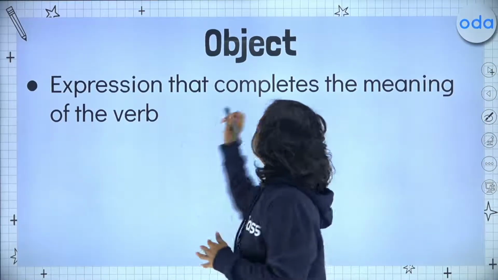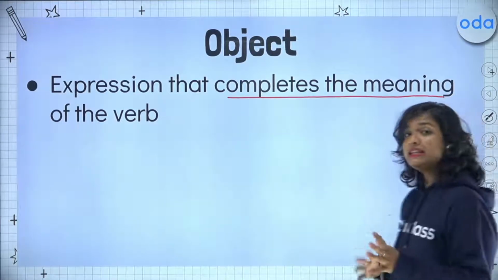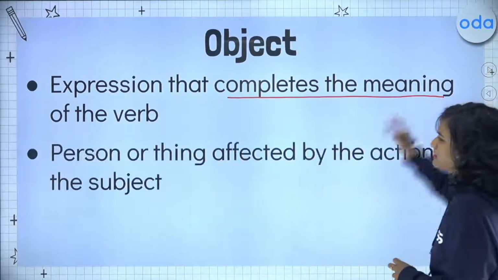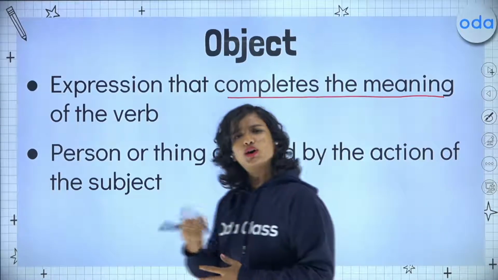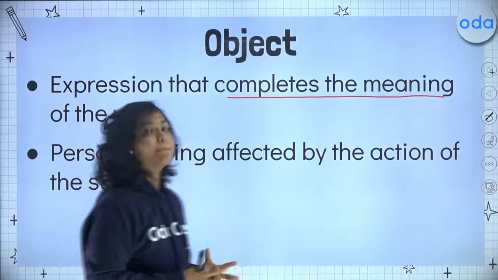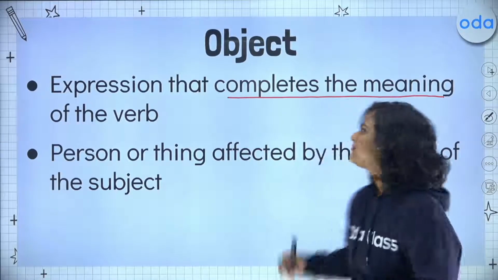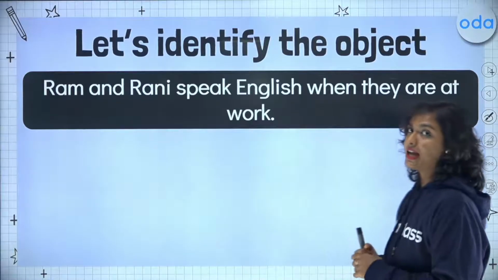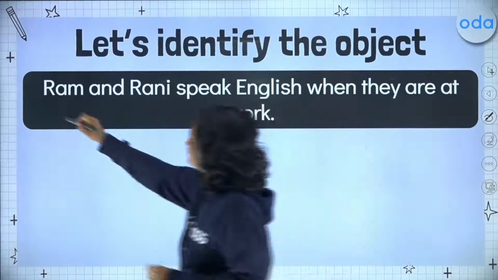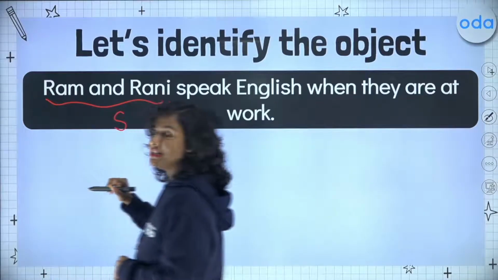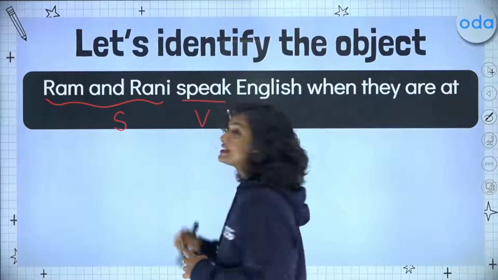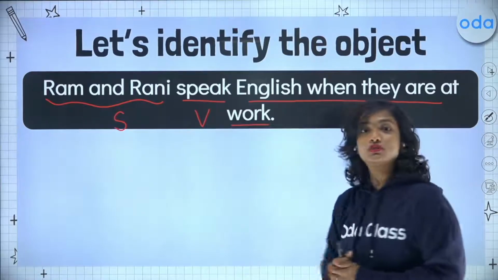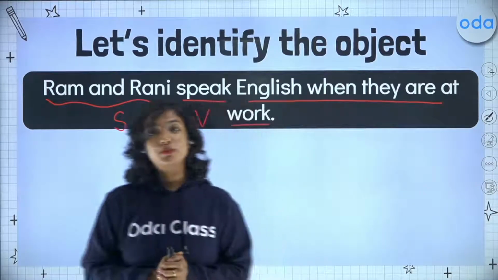The object is the expression that completes the meaning of the verb. Once again, you might be a little bit confused what this means, so let me tell you. It is the person or the thing that is affected by the action of the subject. Okay, let's take an example to understand this. Ram and Rani speak English when they are at work. We have our subject here, Ram and Rani. We have our verb here, which is speak. So in this case, this entire thing, English when they are at work, all of it will be our object.